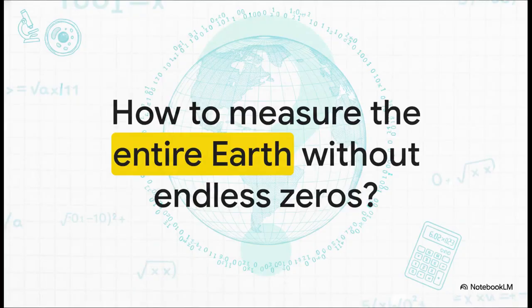But before we do, just think about this for a second. How exactly do mathematicians and scientists measure something as massive as the entire Earth, or something as microscopic as a single cell, without getting completely lost in an endless sea of zeros? Well, today we're going to uncover the elegant mathematical solution that lets us write, calculate, and really just understand these massive and microscopic numbers with absolute precision.